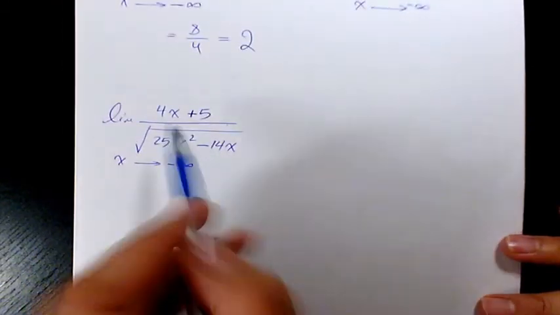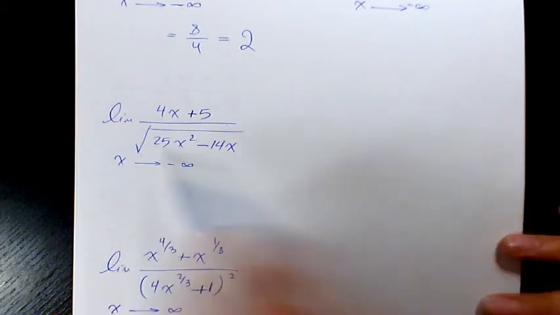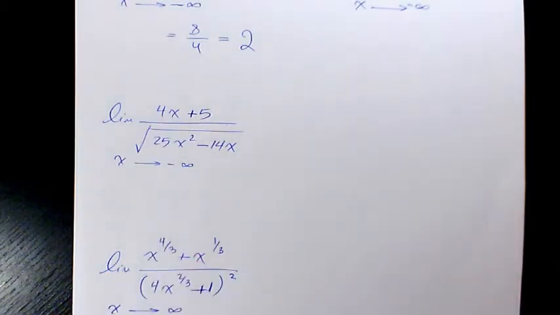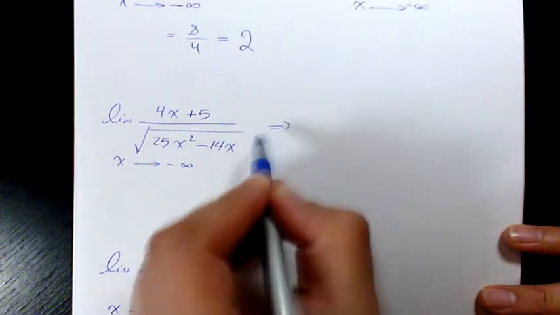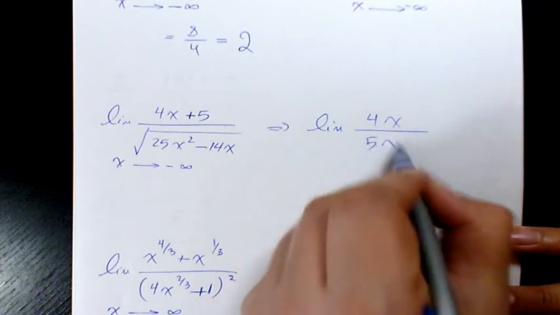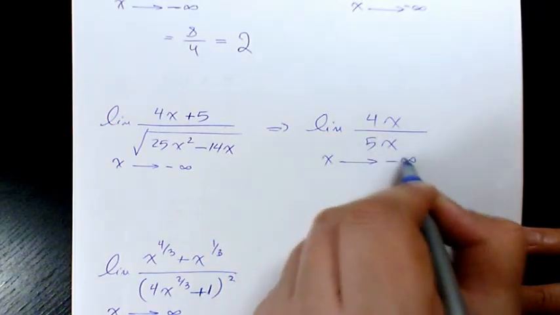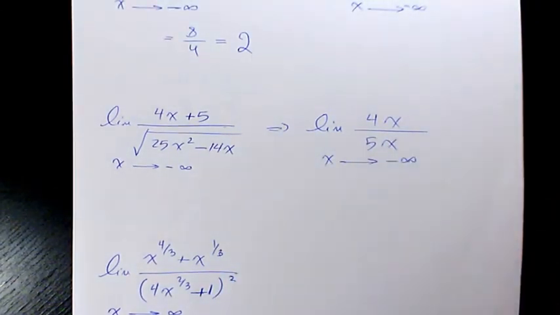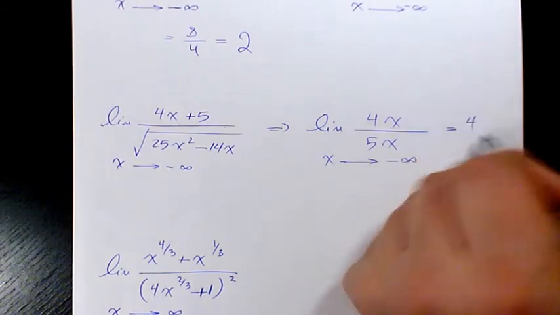Next one is the limit of (4x + 5) over the square root of (25x squared - 14x) when x is approaching negative infinity. That's going to be equal to the limit of 4x over 5x when x is approaching negative infinity. These are the same order, and the limit is going to be 4 over 5.